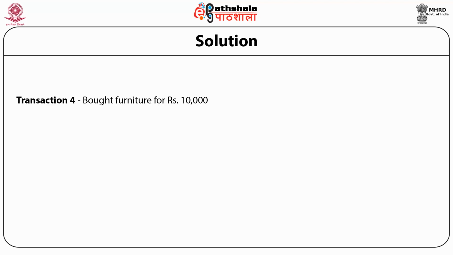The next transaction was bought furniture for rupees 10,000. How would we journalize it? Here furniture is being bought, but it is not mentioned whether it is bought for cash or on credit. Since no name is mentioned there, we will consider it for cash. If the name had been mentioned, then it would have been treated on a credit basis. This is to be followed in all cases: if no name is mentioned, then the transaction will be of cash nature, unless it is specifically stated that this is a transaction on a credit basis.